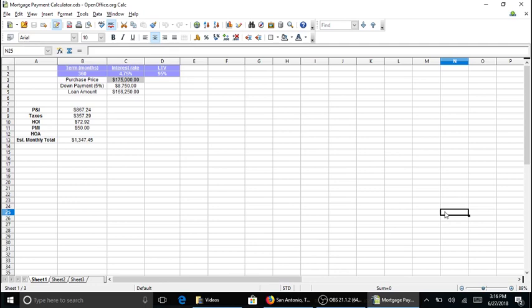Today I wanted to talk about how you can figure out your mortgage loan payment. I will show you some of the tools I use on a daily basis to help my clients determine their estimated monthly payment. I have created a very simple spreadsheet that will help you determine what your principal and interest payment is going to be.